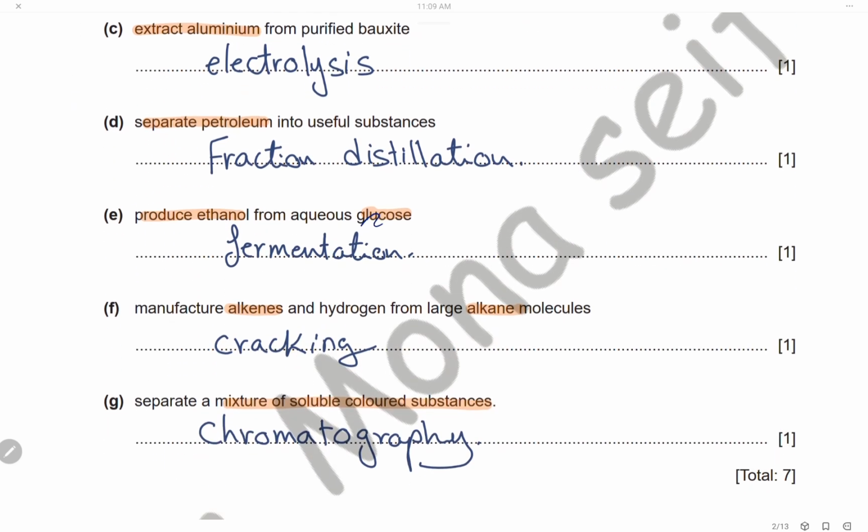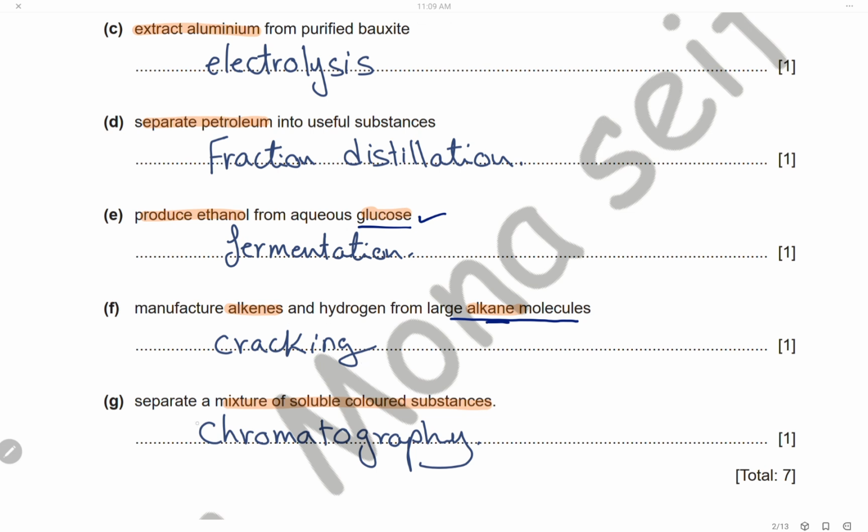Produce ethanol from glucose. Of course, ethanol can be produced from glucose by fermentation using yeast, anaerobic respiration of yeast, at a temperature of about 37. Manufacture of alkene and hydrogen from a large alkane molecule. The process of breaking down a long-chain alkane to produce alkene and hydrogen is called cracking.